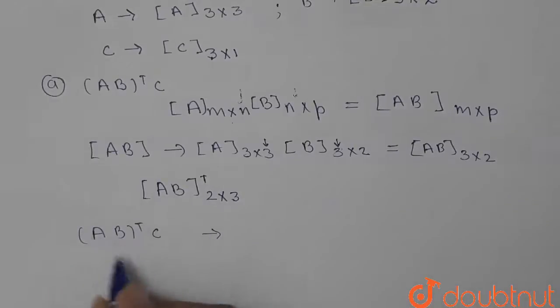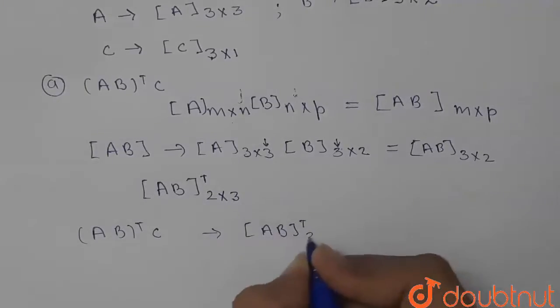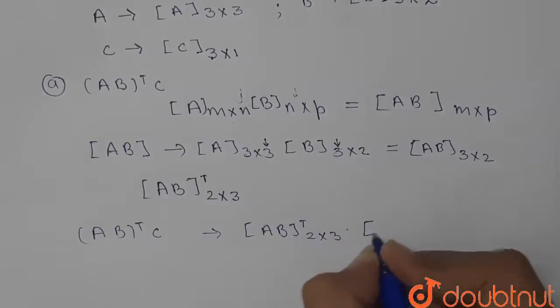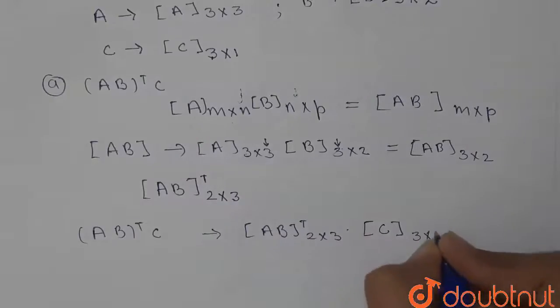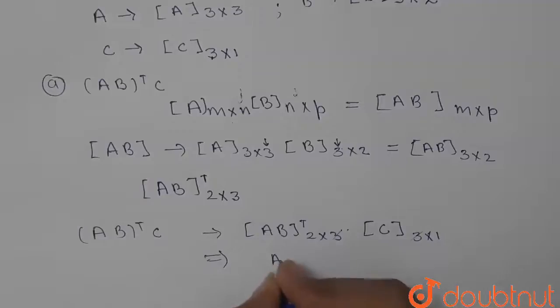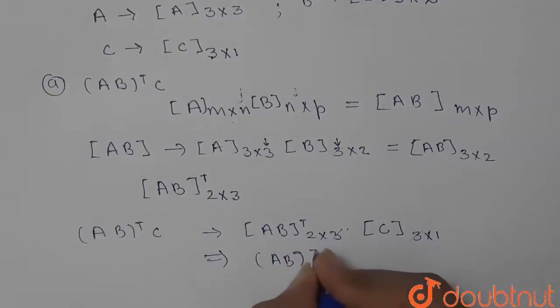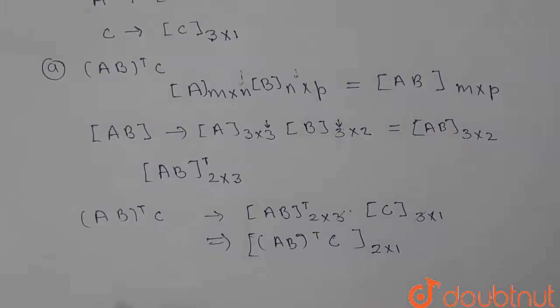The order of AB matrix transpose is 2 cross 3, into C matrix, which is 3 cross 1. So here we write 3 cross 1. We can see this 3 and 3 will get cancelled. This implies that AB whole transpose into C matrix has whole order 2 cross 1. That means this is defined.